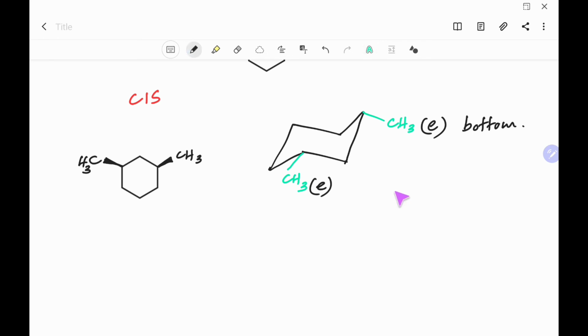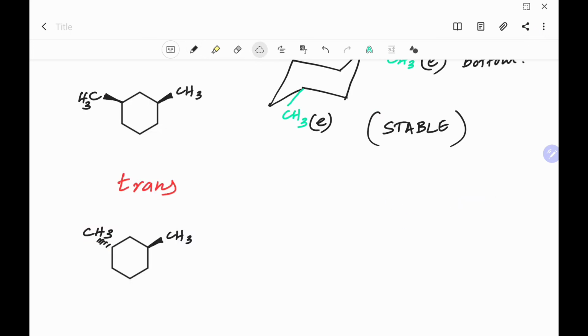This is stable as compared to trans. But if you don't believe me, let's work it out. Okay, let's work it out. So similar to the cis isomer, you can draw the most stable chair conformation for trans.